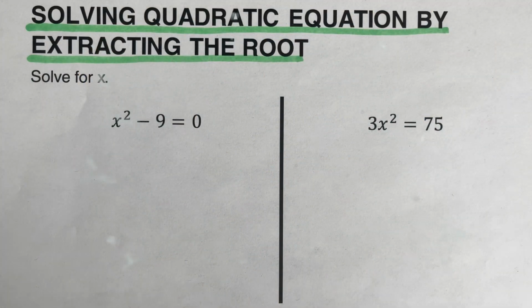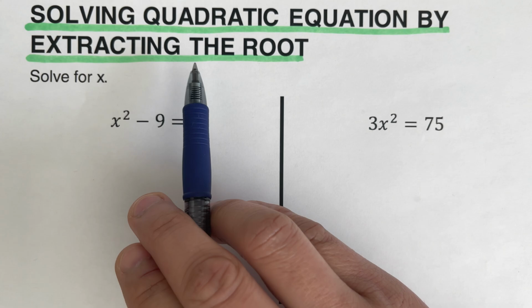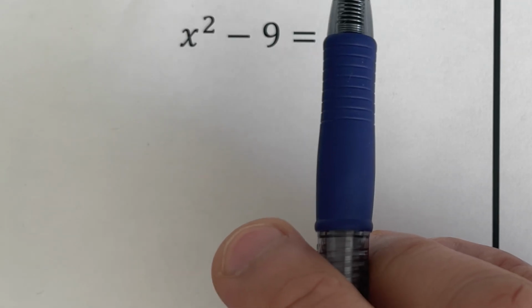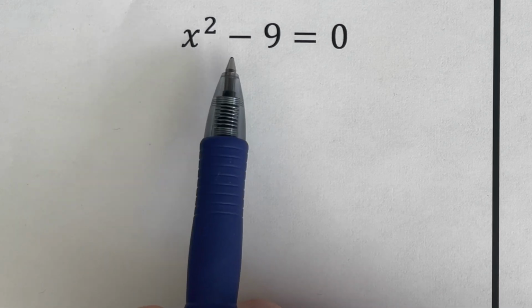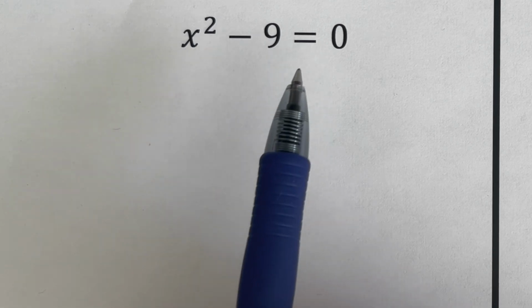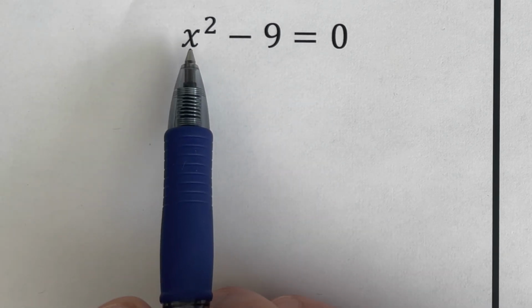In this video, we will be solving quadratic equations by extracting the root. Now let's take this first example right here. We're supposed to solve for x. x squared minus 9 is equal to 0. So we are supposed to isolate x by itself here.